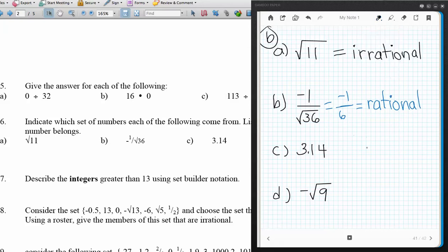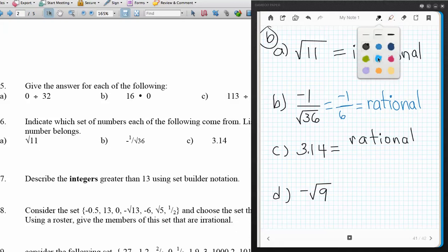Moving on to part C. A lot of students will confuse this one because they know the approximation for pi is 3.14 and therefore they associate this number with pi and they know pi is irrational, so they'll tell me that this one is irrational. It is not irrational. It is a terminating decimal. All terminating decimals are rational numbers because they can be written as a quotient of two integers. This can be written as a quotient of 314 and 100. So it is a rational number.